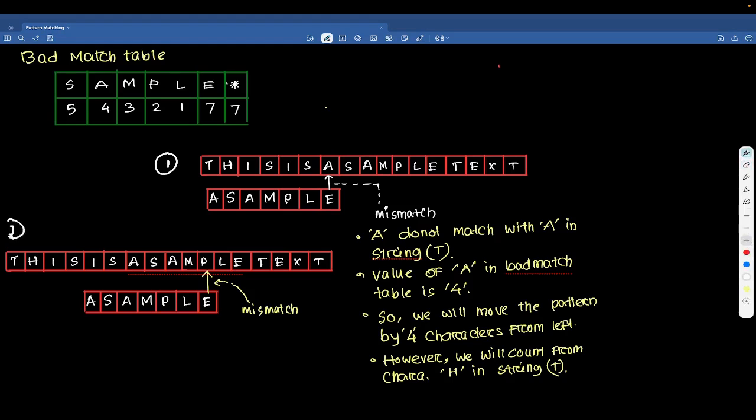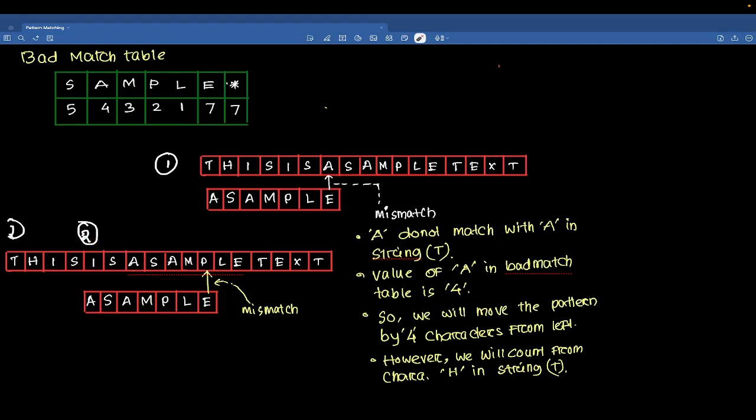In iteration 2, according to the bad match table, since here A is not matched, the bad match value for A is 4. That's why we'll right shift the pattern 4 characters, starting from the second character: 1, 2, 3, 4. So in the second iteration, A, the first or leftmost character of the sample, will be placed under I.